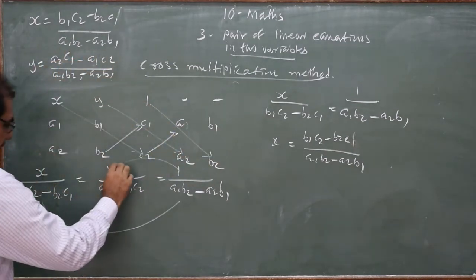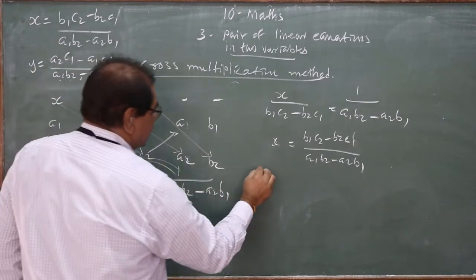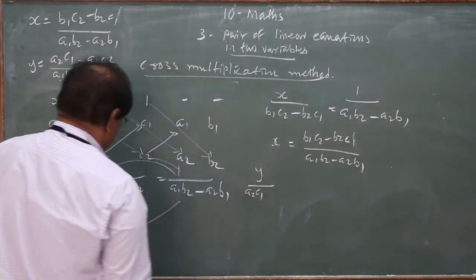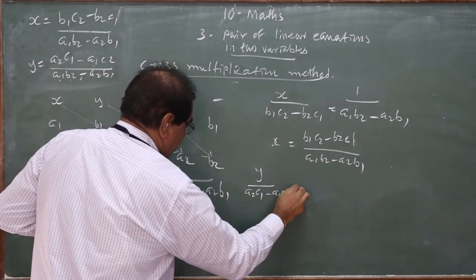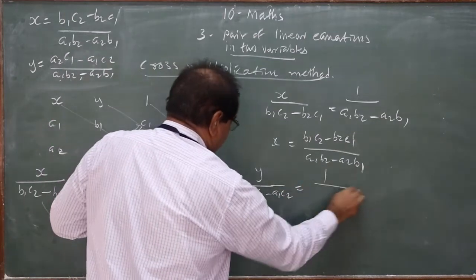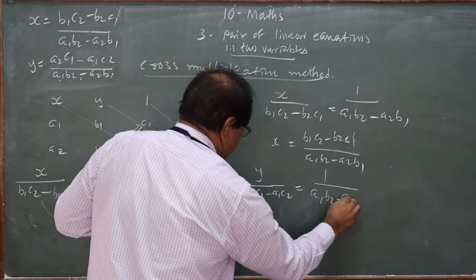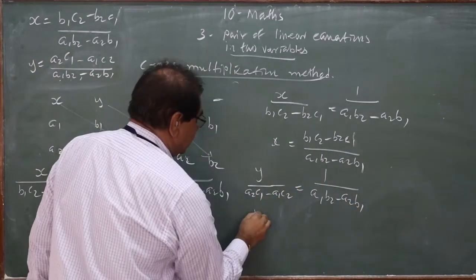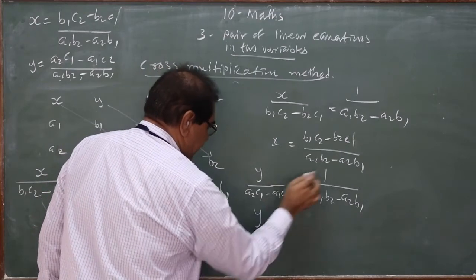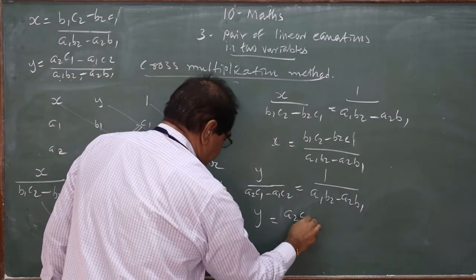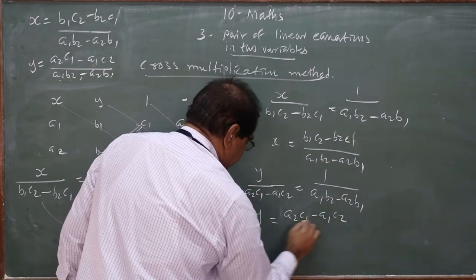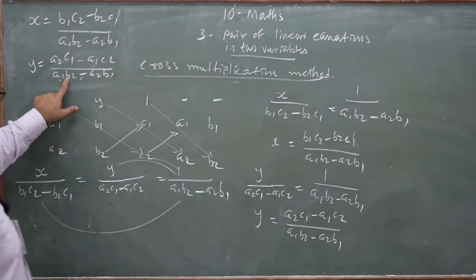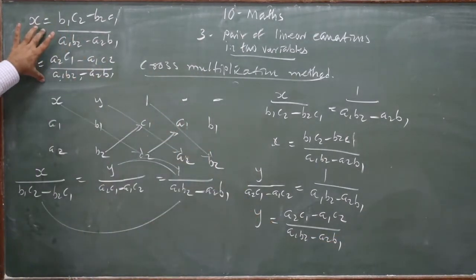In the same way you compare second with the last, so y upon a2 c1 minus a1 c2 is equal to 1 upon a1 b2 minus a2 b1. I have compared these two. Again cross multiplication, so y is equal to a2 c1 minus a1 c2 whole upon a1 b2 minus a2 b1. Check this. So ultimately this result is obtained.